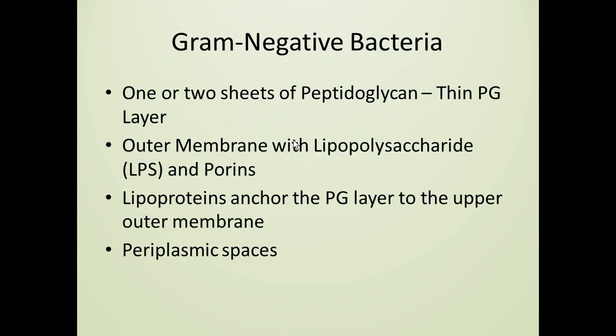Let's compare that to the gram-negative bacteria. In gram-negative bacteria, the cell has a relatively thin layer of peptidoglycan. That peptidoglycan layer is actually going to be sandwiched between the cell membrane and an outer membrane. This peptidoglycan layer is going to be anchored to the outer membrane using a structure known as lipoproteins. And then on either side of that peptidoglycan layer, we're going to find something known as periplasmic spaces.